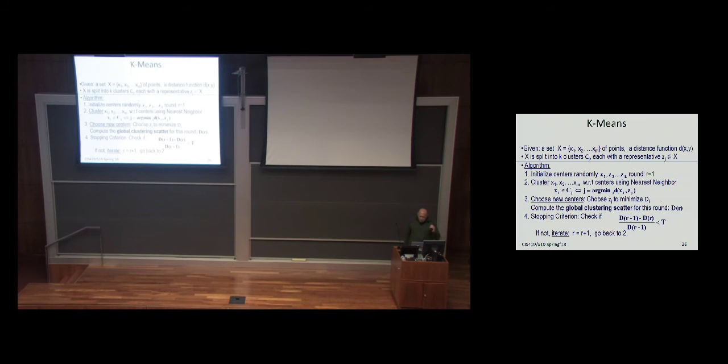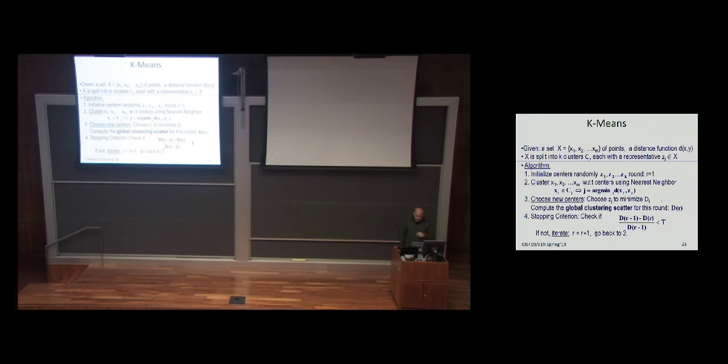It's an algorithm that iteratively splits the data points into K clusters. K is given. Every round, once it splits into K clusters, it chooses a representative within each cluster. And then using these representatives, it splits again and keeps on going. So how exactly do we do it?